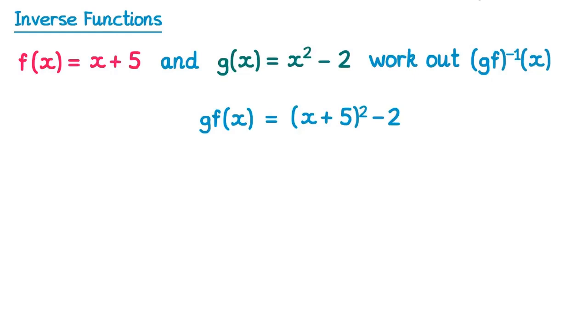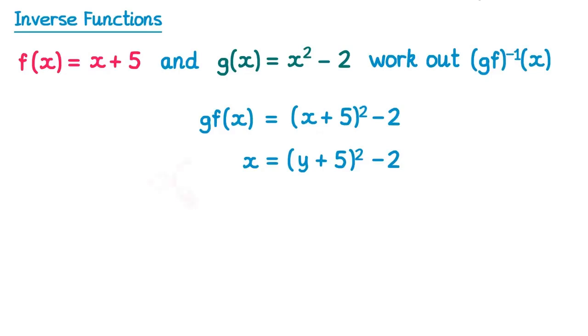So we're now going to find the inverse of this function. So we do this in the same way we have all throughout this video. We start by replacing the function with y. So it's y equals x plus 5 all squared minus 2. Then we switch y's for x's and x's for y's. And then we rearrange to make y the subject.